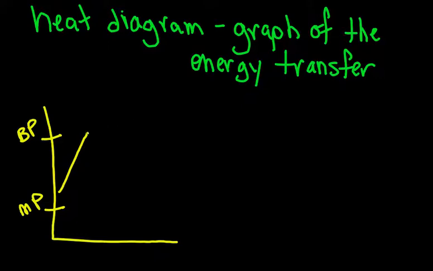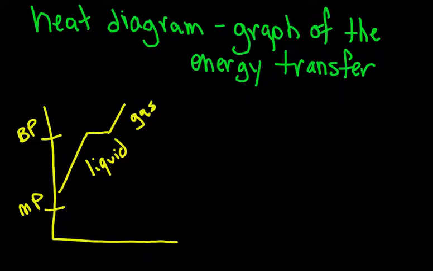So this line will go flat because the temperature is no longer increasing. Even though you're adding energy, the temperature is no longer increasing. Once those forces are broken, the temperature will start going back up. So at this stage, we'd have a liquid. At this stage, we would have a gas. And then this flat area is the transition between, and that's called your phase change.